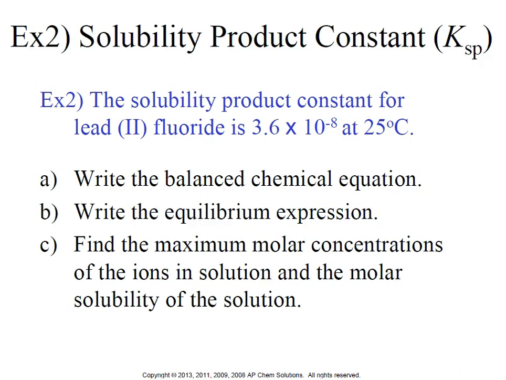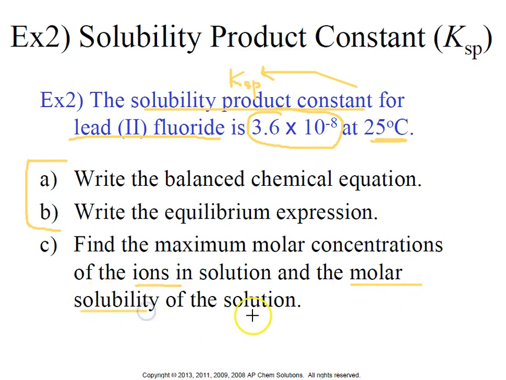All right, here's some more example problems. So we know from this example that the solubility product constant, the Ksp, okay, when you read those words, you want to think of this term, for lead II fluoride is, and then they give us the value, and they give us the temperature. Remember, these things are temperature dependent, so if the temperature goes up, it may become more or less soluble. We want to write a balanced chemical equation first, write the equilibrium expression second, and then the math is going to be to find the maximum molar concentration of the ions and the molar solubility of the solution.